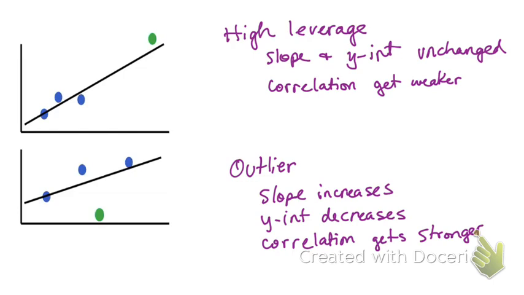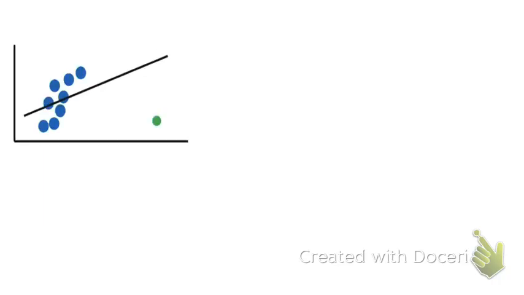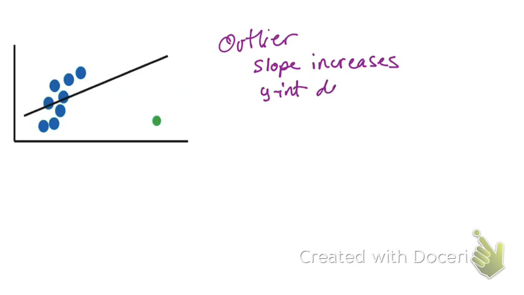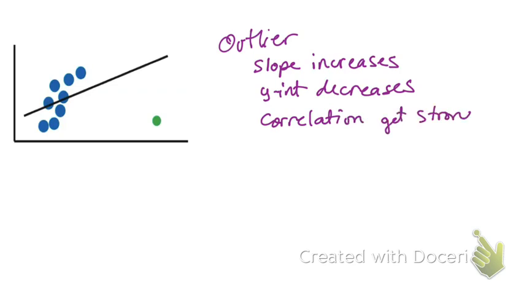Very good, very good. All right, let's look at this last one here. We kind of saw this one. I kind of showed you guys a little bit of what this one will look like on that little applet. So first of all, is this an outlier or high leverage? Outlier. Totally an outlier. What's going to happen if I remove that dot? What's going to happen to the slope? It's going to increase. What's going to happen? Y-intercept's going to go down. And it's going to get a stronger correlation. Good. Slope increases. Y-intercept decreases. Correlation gets stronger. Very good.